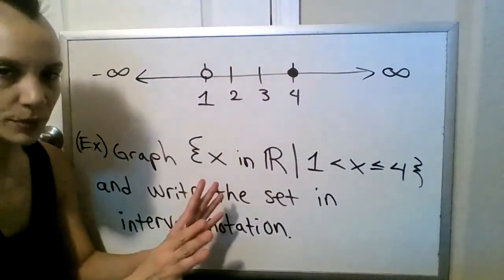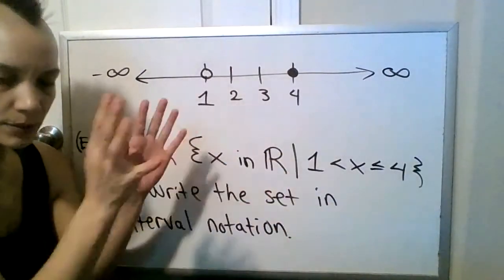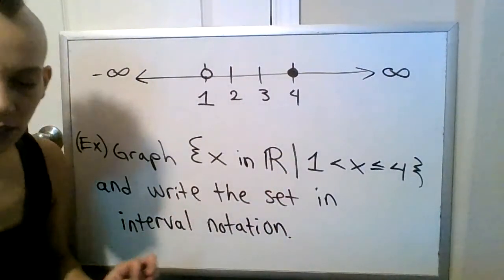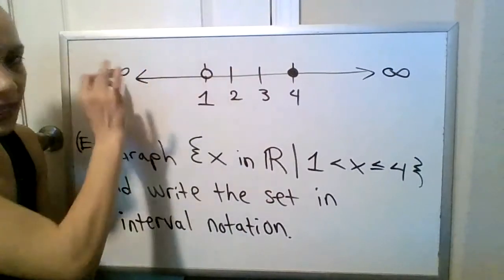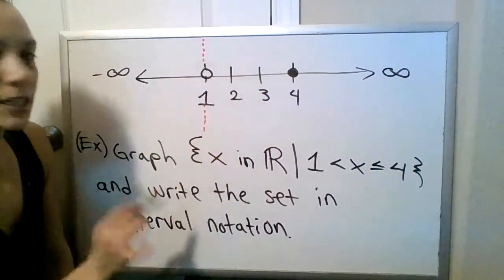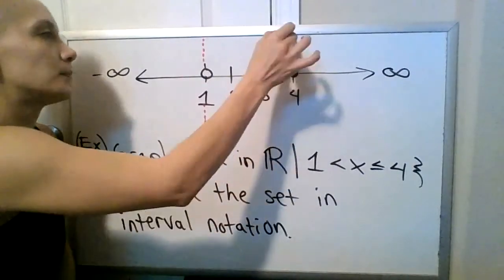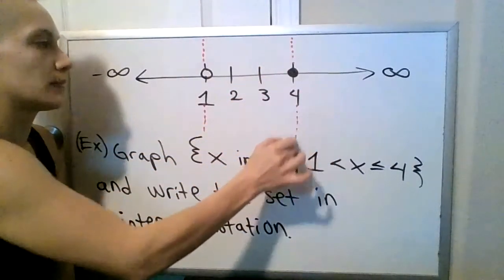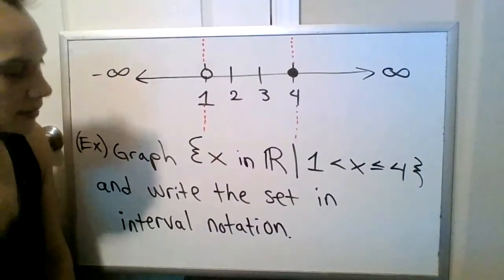Okay, so I've plotted my points from my inequality, and those are going to split up the number line so that we're going to go from negative infinity to 1, test between 1 and 4, and then go from 4 to infinity.